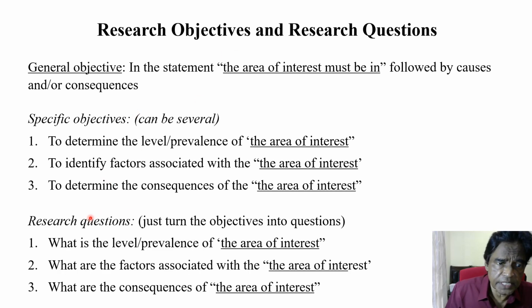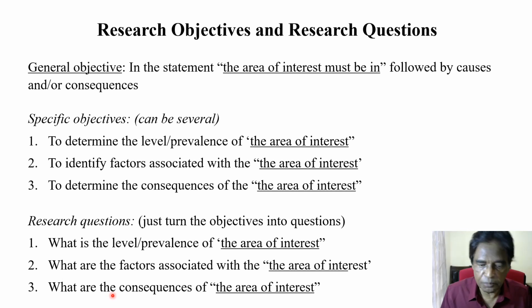Some want to write the research question. Just turn the objective into a research question. You can modify it slightly. Here, to determine the level, the question is, what is the level? Here, determine the factors: what are the factors? Determine the consequences: what are the consequences? Of course, you can have more; with 3 objectives, you can have more than 3 questions, and modify the questions as you want.